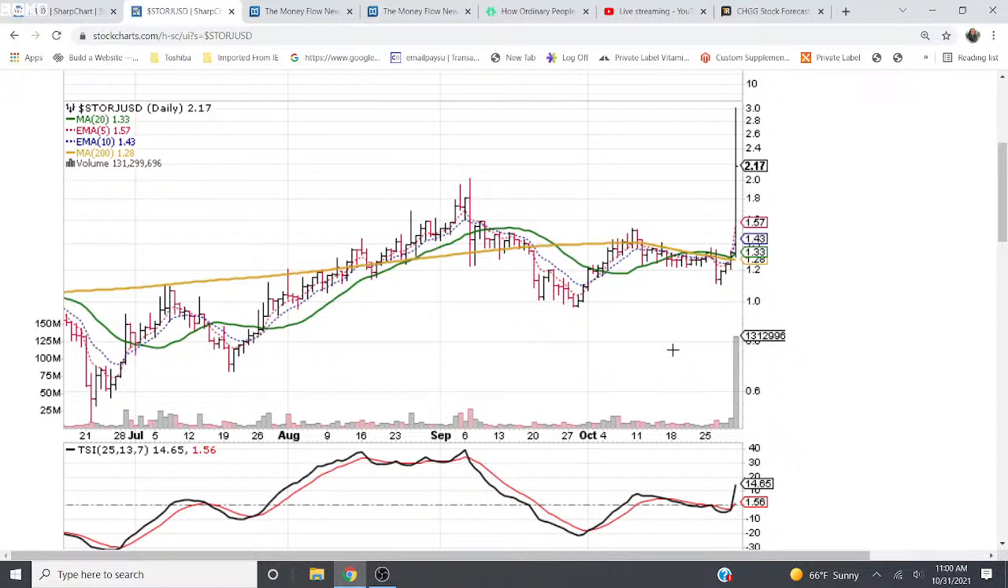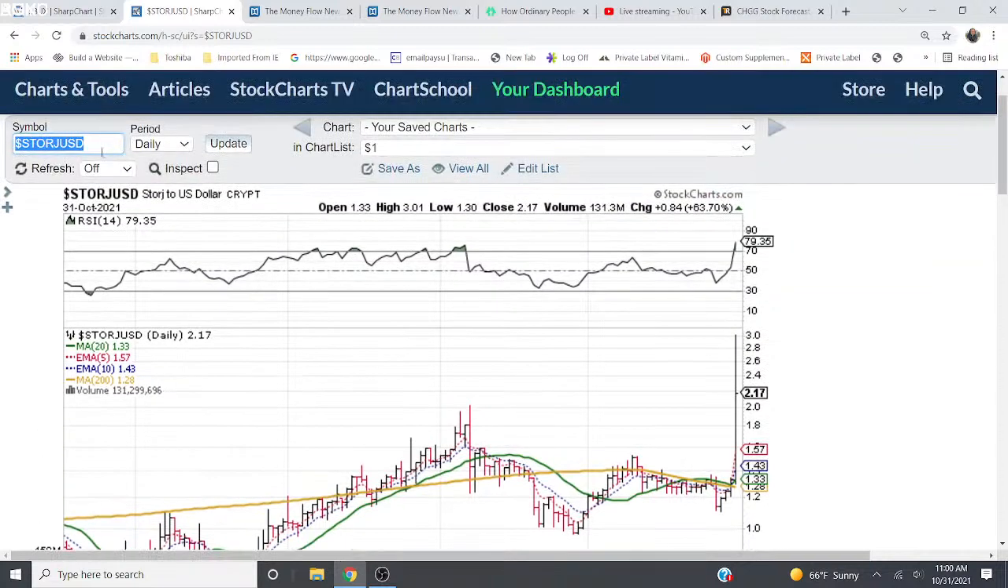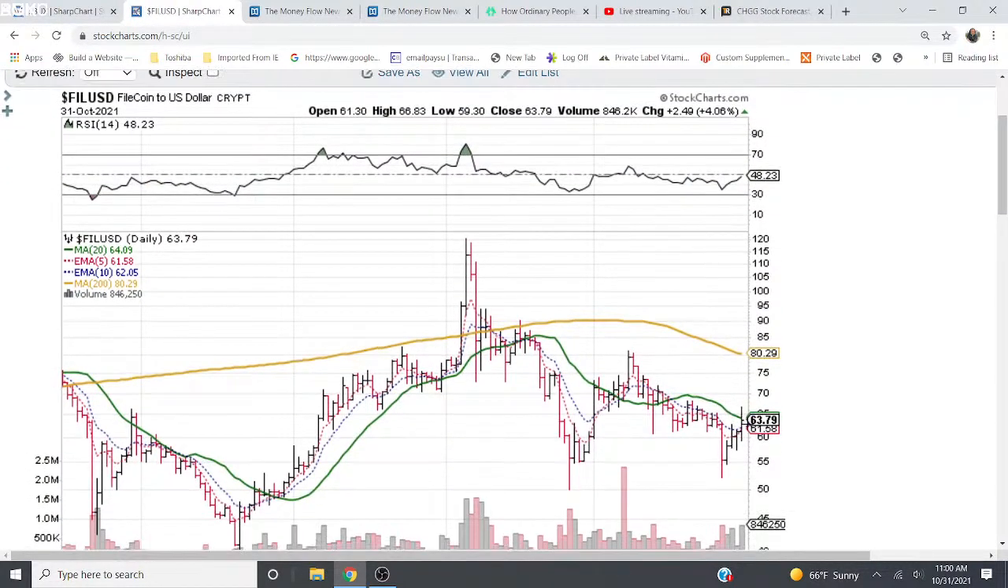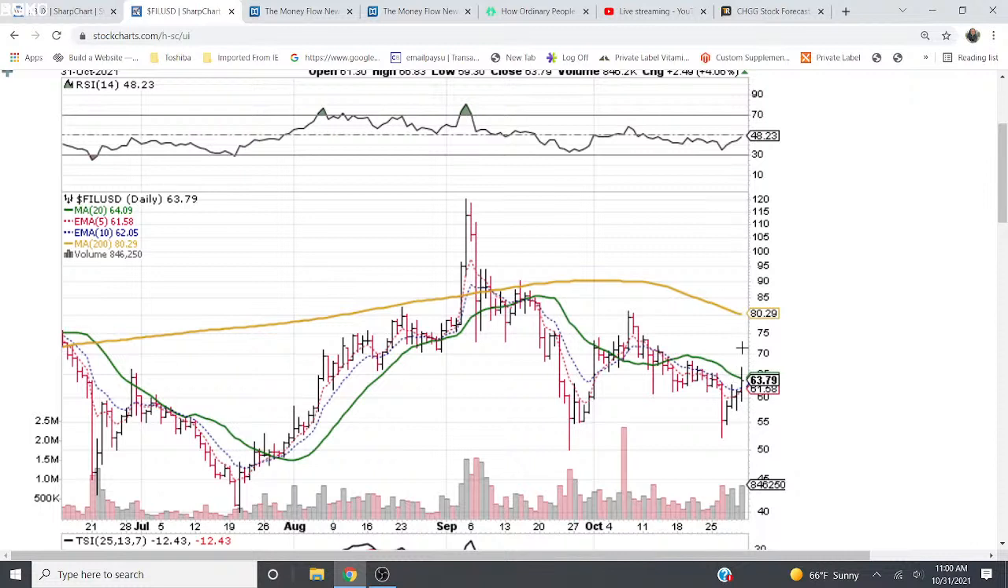All right, man. Yeah, Filecoin's probably next. I don't know why that thing is not going, dude. I almost moved all of my Filecoin yesterday into Storj, and I didn't. But look, it's setting up, bro. Look, it's pushing above the 20. You better get on that, man.